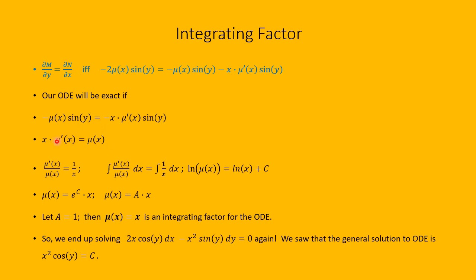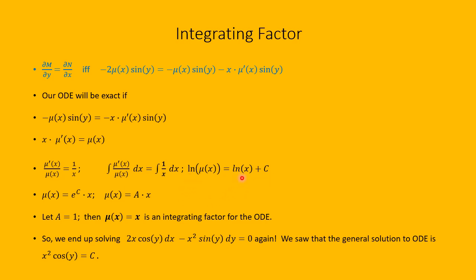This can be written as mu prime of x over mu of x equals 1 over x. Integrate both sides with respect to x. That's what we did here. This left-hand side is the log of mu of x plus an arbitrary constant. The right-hand side is log of x plus an arbitrary constant. Combine the two arbitrary constants into one arbitrary constant on the right-hand side. So we have that log of mu of x equals log of x plus c.